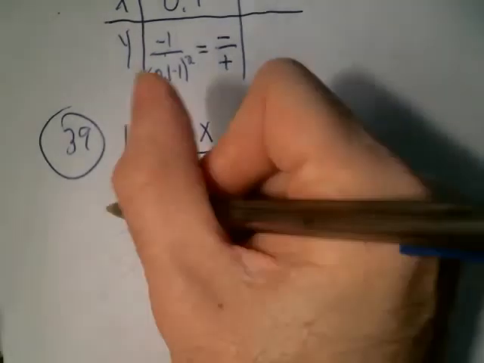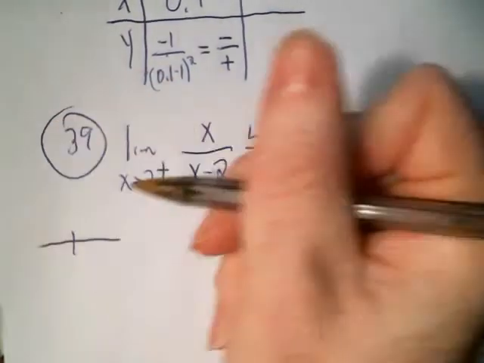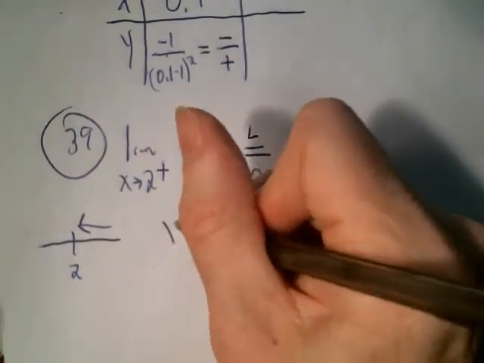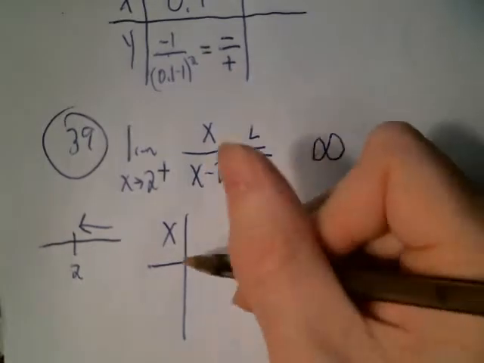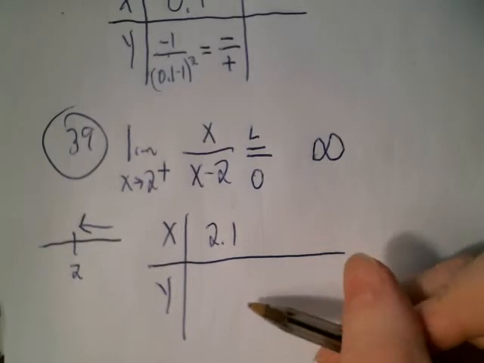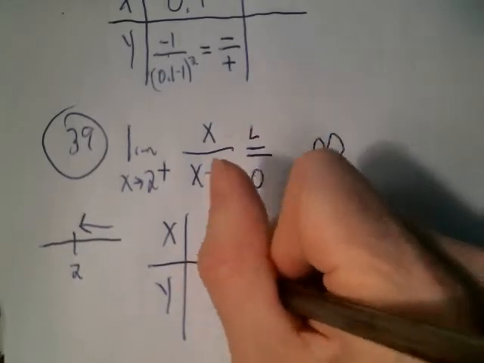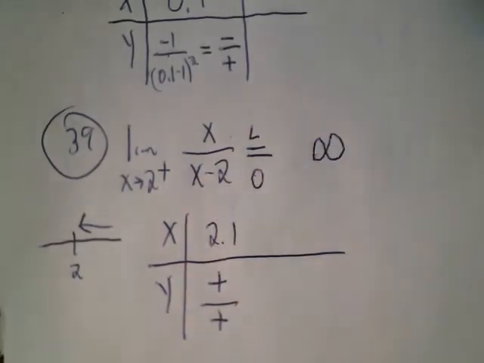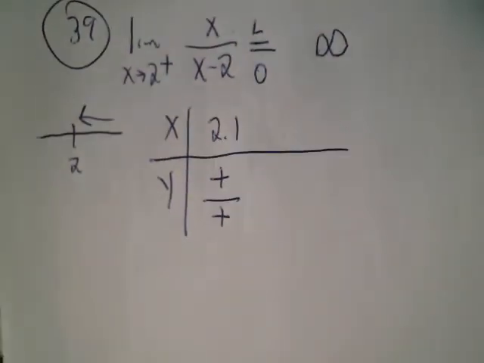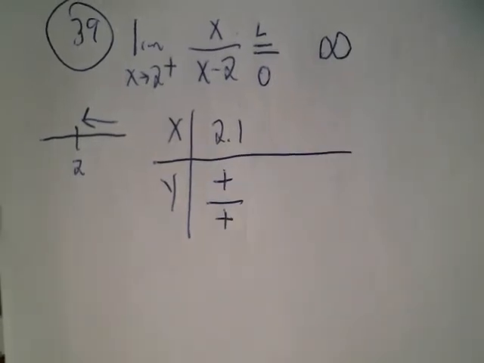Okay. So what do you do? You go to your table. Let's look at the approach. Here's 2. I'm coming in from the right, so I want to consider something like 2.1. And all you need is the sign. Okay, so 2.1, and then if you plug 2.1 into here, you get a positive all over a positive, so this must be positive infinity, so I'll just leave it there. And it's really that easy. So some people make a big deal out of it, but it is just this process.